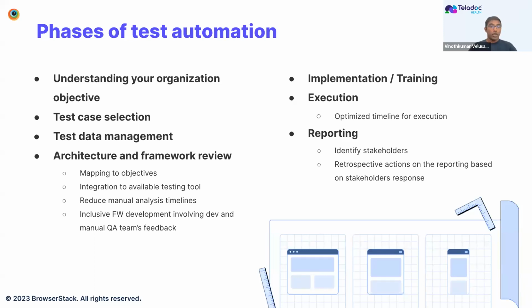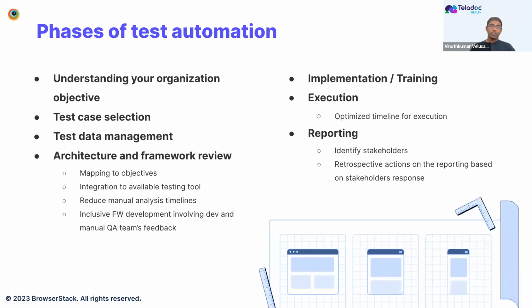And of course, you need to verify your framework too. Your framework should map to the objectives. So that is my first point, mapping to objectives. And the rest of the things, like integration with other available testing tools. For example, if you have test management tools like Jira, TestRail, whatever it is, you should know whether it is possible to integrate such tools into your automation or not. If yes, you need to know how you can integrate them and how effectively you can communicate with the stakeholders. The main thing is you need to reduce the manual time for analysis. This is something that we focus on during our architecture.